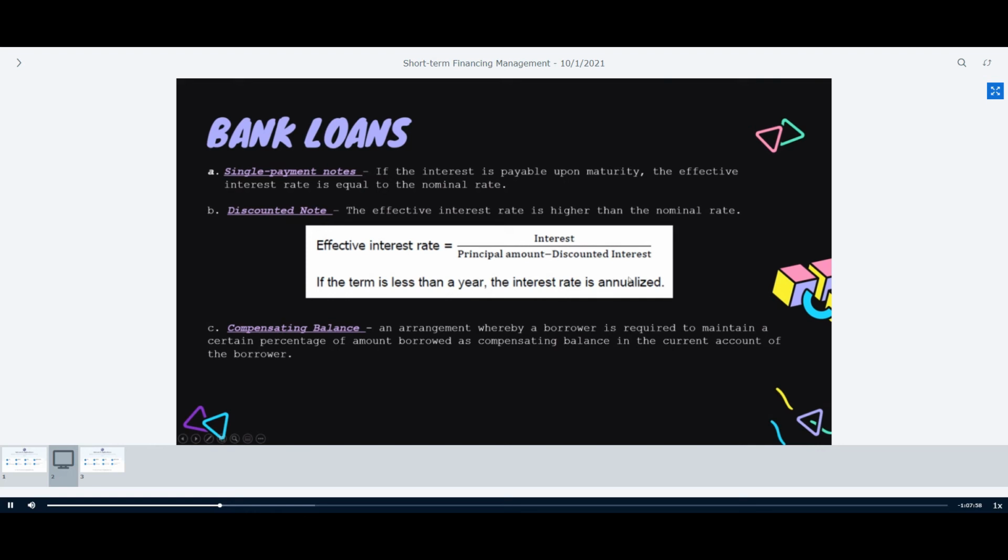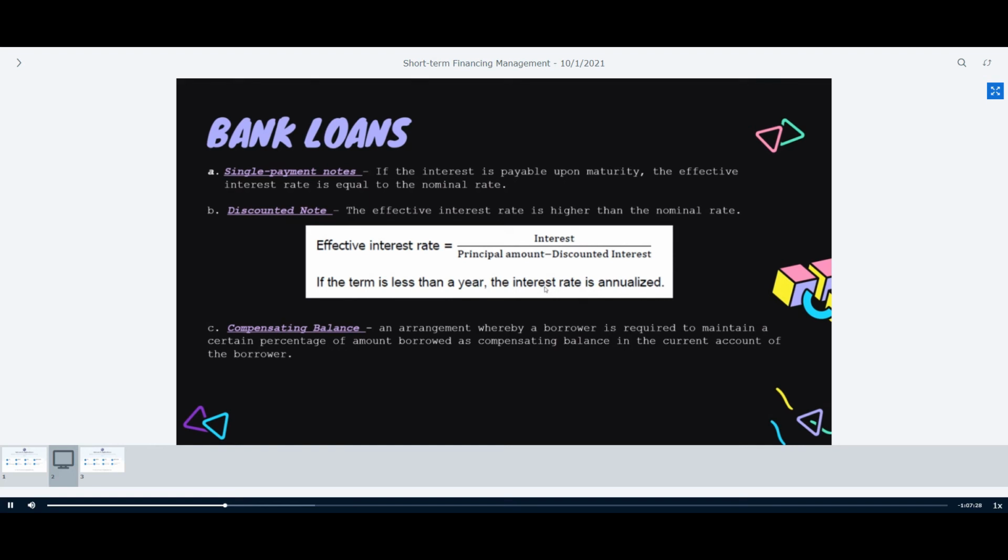So, for example, the loan is only for 6 months. Now, of course, if we're going to compare it with the nominal rate, which is expressed in annual terms, then we have to also compute for the discounted interest rate in annualized form. No? So later on, we'll also demonstrate that.